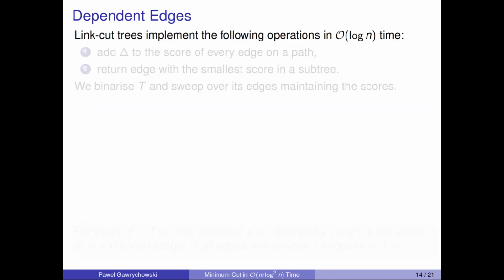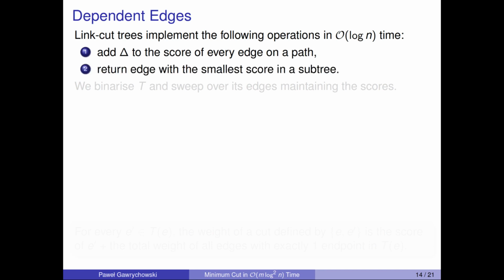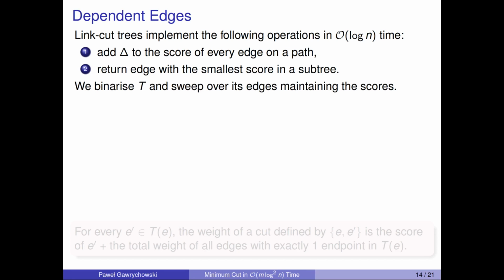So how to deal with the case of dependent edges? We use linked trees. They implement many operations, in particular the following operations in log n time. You can add delta to the score of every edge in a path, and you can also find the edge with the smallest score in a subtree. So this is the update and query. We take T, this is our tree, and we binarize it, and then we sweep over the edges while maintaining the scores in a linked tree.